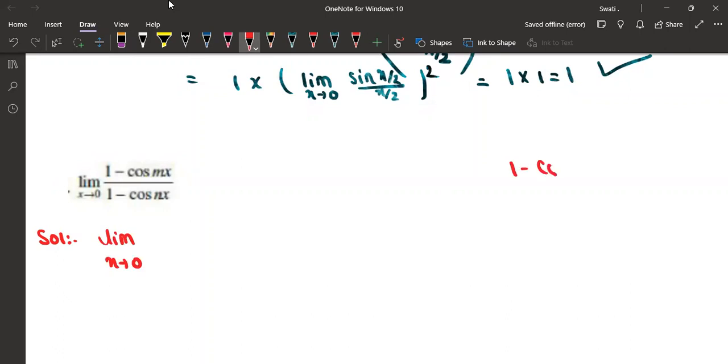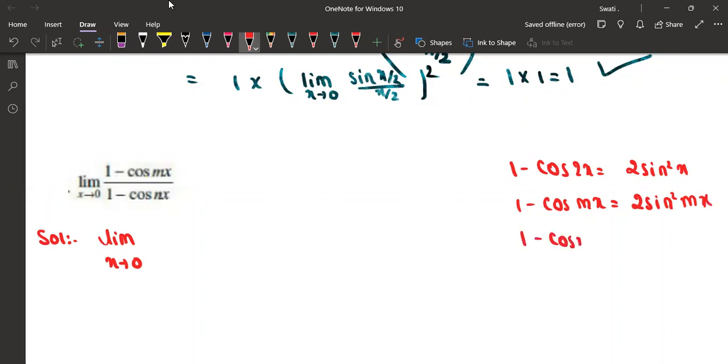We know that the formula of 1 minus cos 2x is 2 sine square x. But here in the place of 2, we have m. So 1 minus cos mx will simply become 2 sine square mx. Wherever it was 2x, it was x, so now it is mx. Similarly, 1 minus cos nx will also become 2 sine square nx. And these are the two formulas that we are going to use.